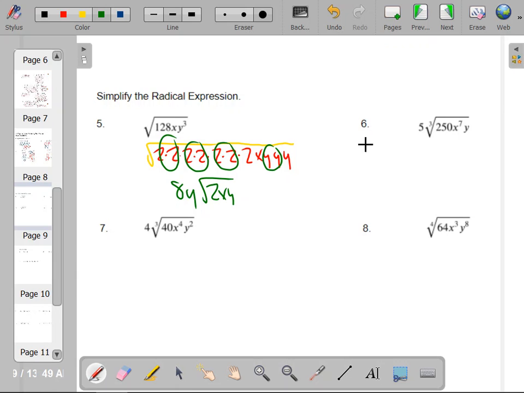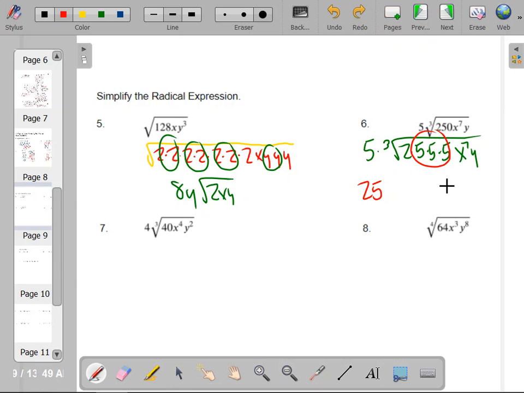Same thing here, but with a cube root. So 5 times the cube root of 250 is 2 times 125. 125 is 5 cubed. And then I have x to the 7th y. I'm not going to list all those out. Looking for sets of 3, since it's a cube root. So a 5 comes out. Now we have, with another 5, 25 on the outside.